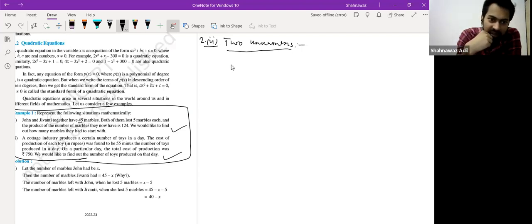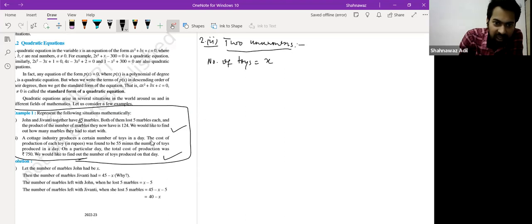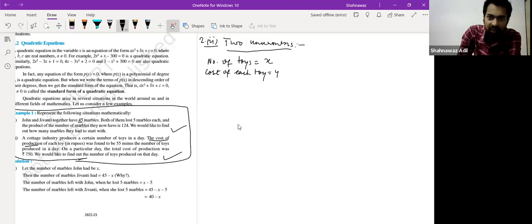So a cottage industry produces a certain number of toys in a day. So the number of toys produced in 1 day would be the first. Number of toys produced in a day, that would be x, and the second is the cost of production. Cost of each toy. So that is fine, right? Okay.